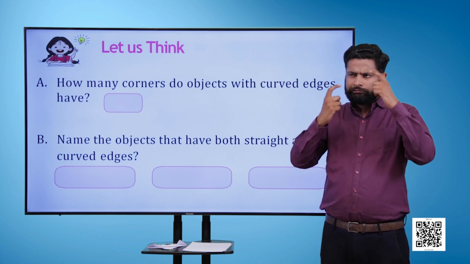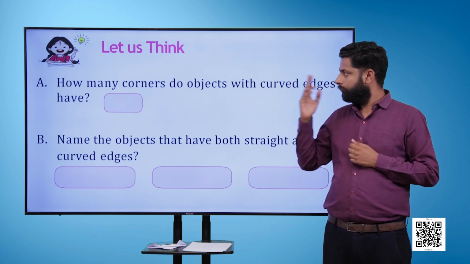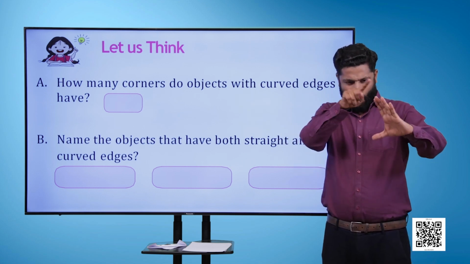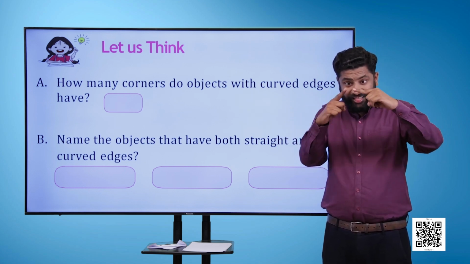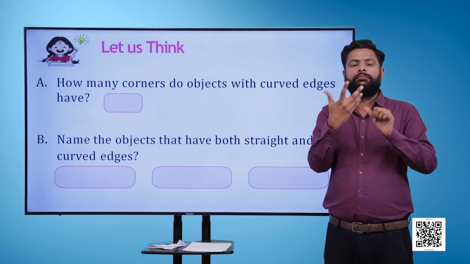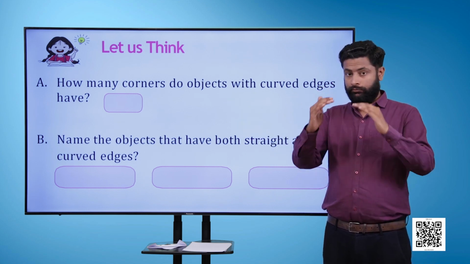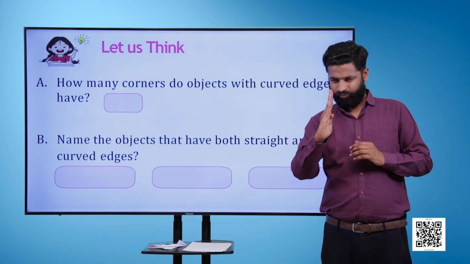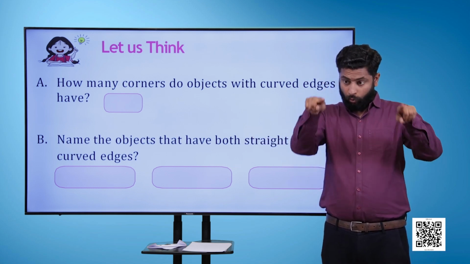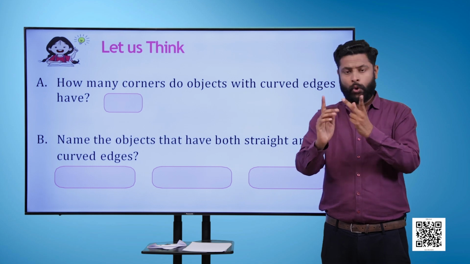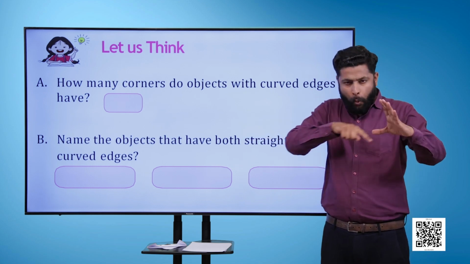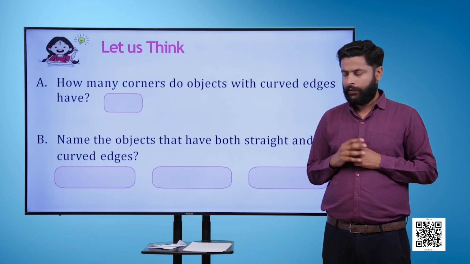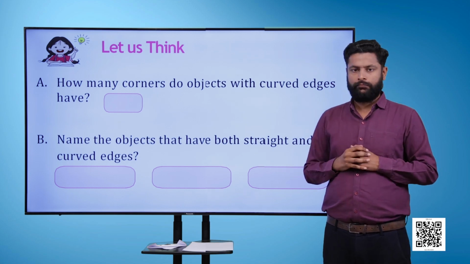Let us think. A. How many corners do objects with curved edges have? Blank. B. Name the objects that have both straight and curved edges.